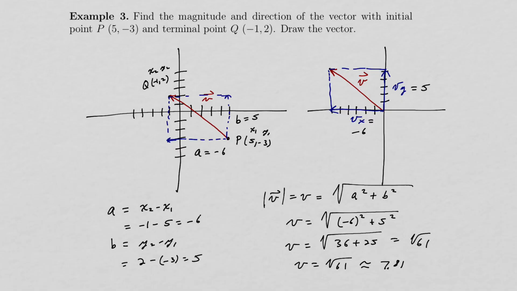Now, what about the angle? So the angle is really this angle right here. Or it's more clear when you draw it as a position vector. It's the angle that the vector makes with the x-axis, which is really the reference angle in this case. We can use that angle, but we have to be a little careful.